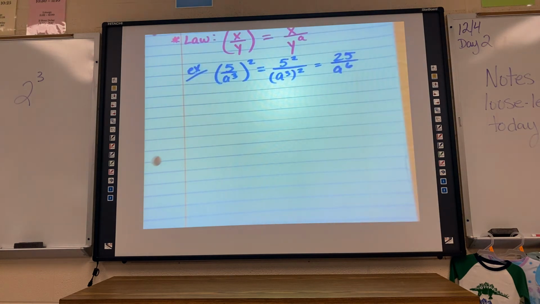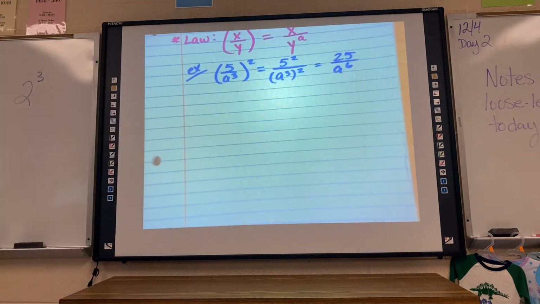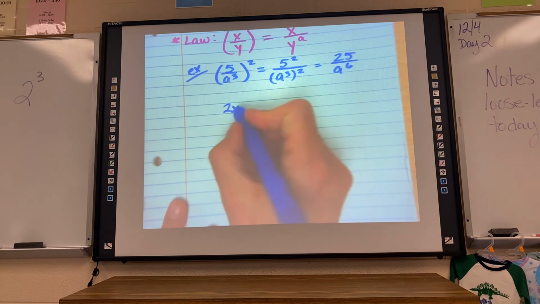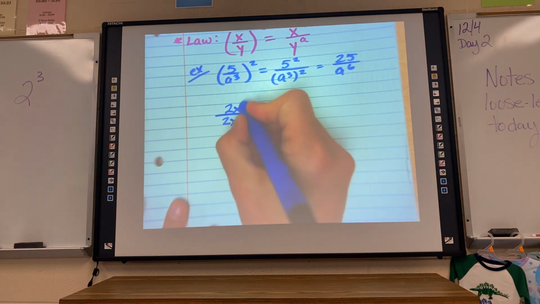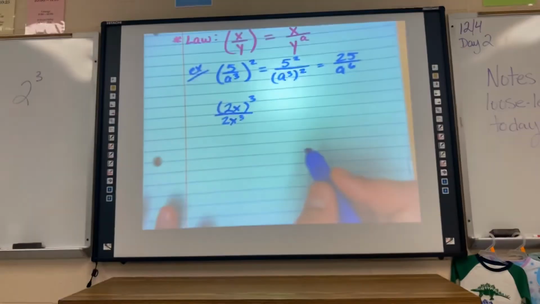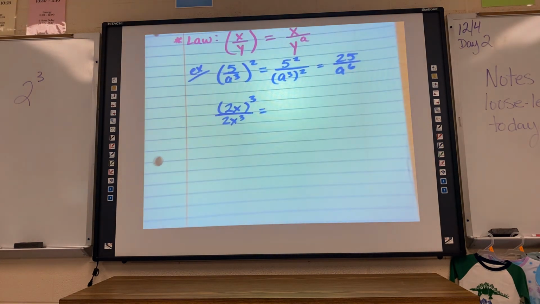You don't have to show me those in between steps. I'm just doing that for note-taking purposes here. Okay, you can go from there to there. What about 2x over 2x cubed, and this is cubed? All right, what's happening here?